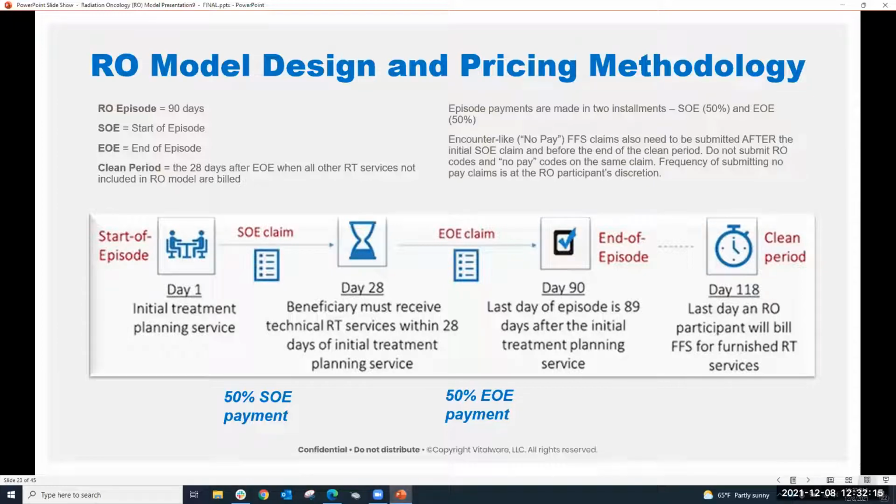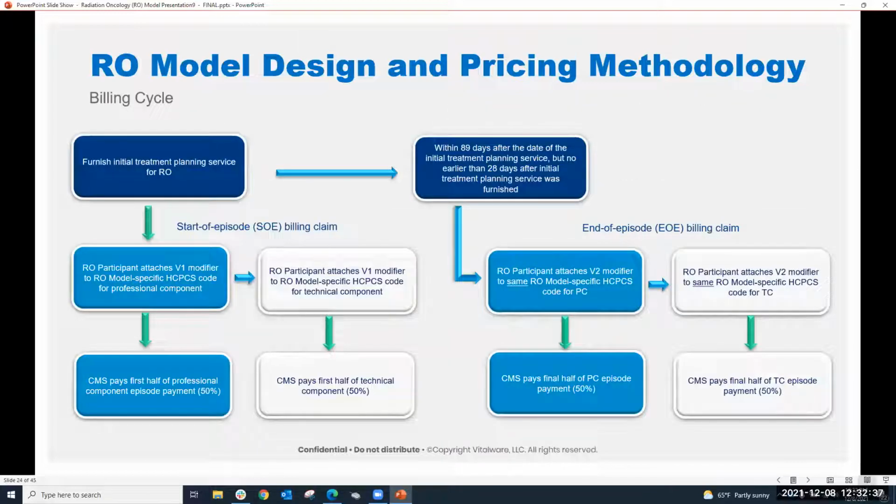The HCPCS codes that are on the start of episode claim and the end of episode claim are not the code you're going to use on your encounter-like no pay claims. You're going to continue billing how you currently bill, using the same codes you currently use on those claims. So, I hope that explained it.